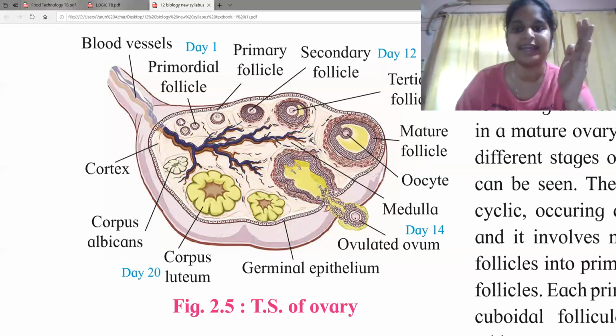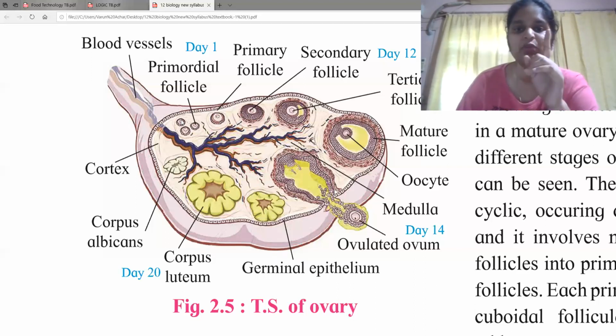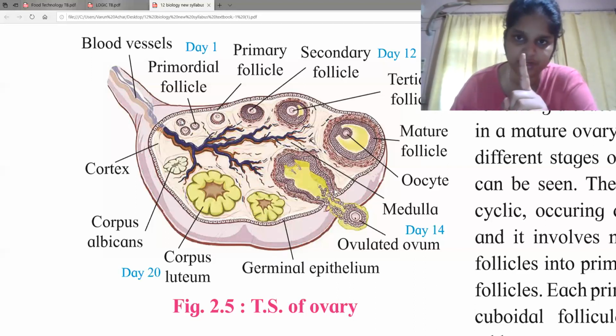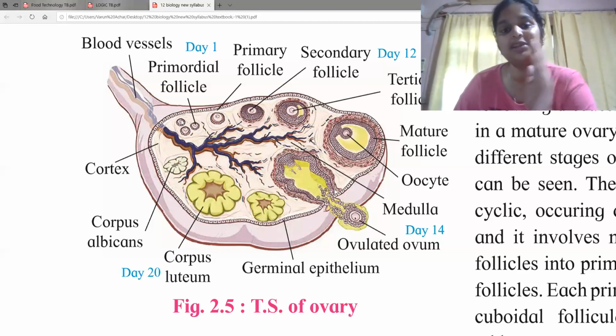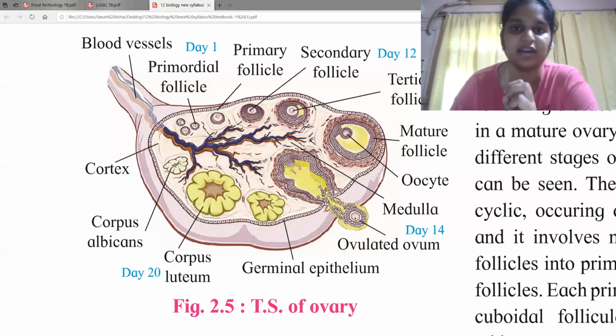By the time the female is born, only 1 million of the primordial follicles will remain, and the remaining 1 million will get destroyed. This kind of destruction is called atresia.